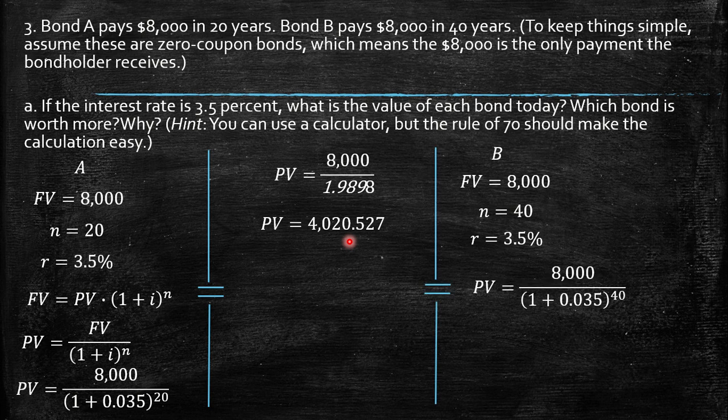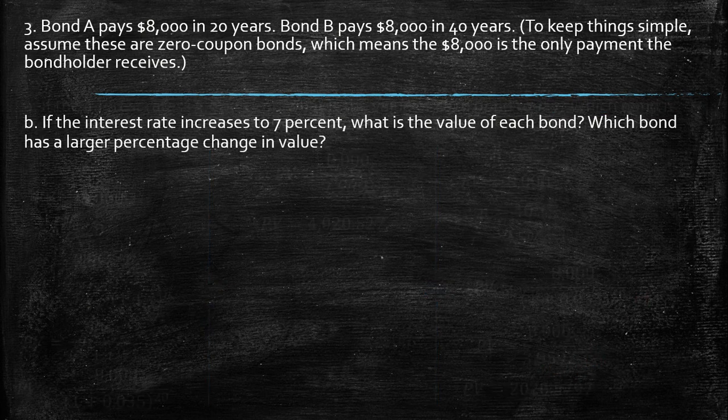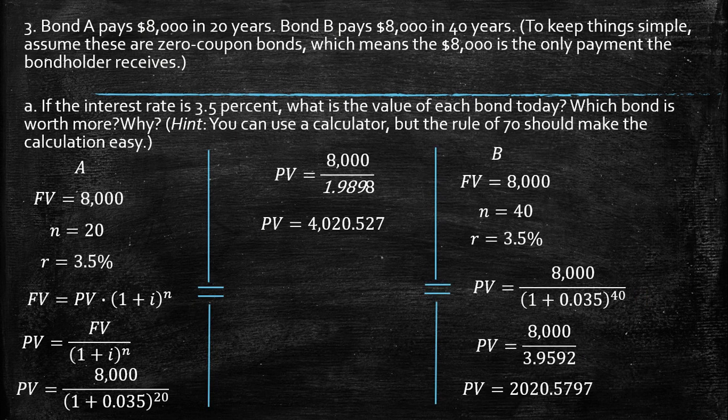What about the other case? In the other case you already have this formula. You just replace, instead of computing by 20, you compute by 40, and the factor is naturally higher. So for this reason, the present value should be lower. Actually, this was the question, right? So what is the value of each bond today?